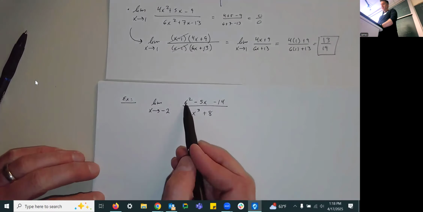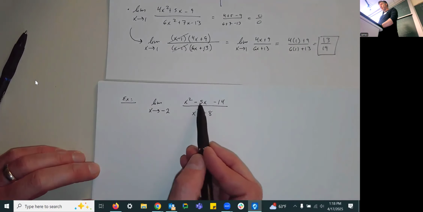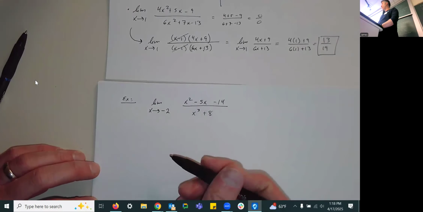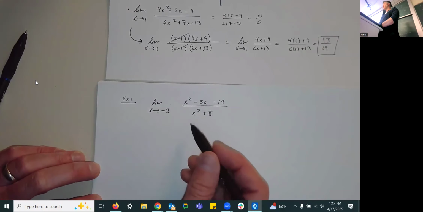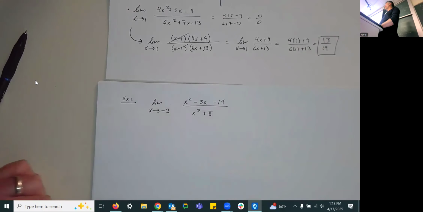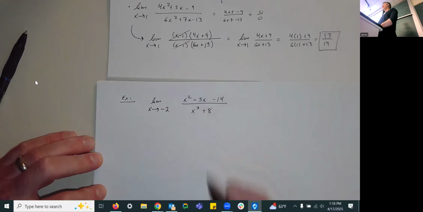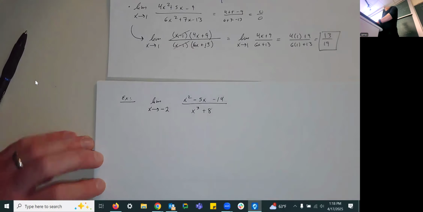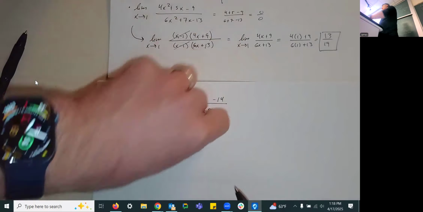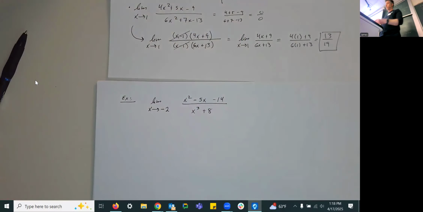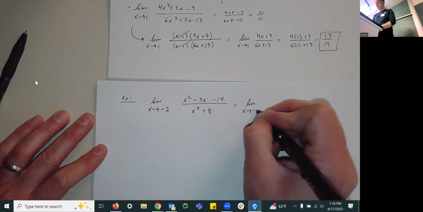On top, -2 squared is 4, minus 5 times -2 is 10, and 4 plus 10 is 14, minus 14 is 0. On the bottom, -2 cubed is -8, and -8 plus 8 is also 0. So this definitely is a 0 over 0 type. So we got polynomials. If you have polynomials, that means we're going to factor. I should say, we technically have a rational function, which is a polynomial divided by a polynomial. And since the top and the bottom are both polynomials, we're going to factor, since we know we can. We're still writing the limit as x approaches -2.